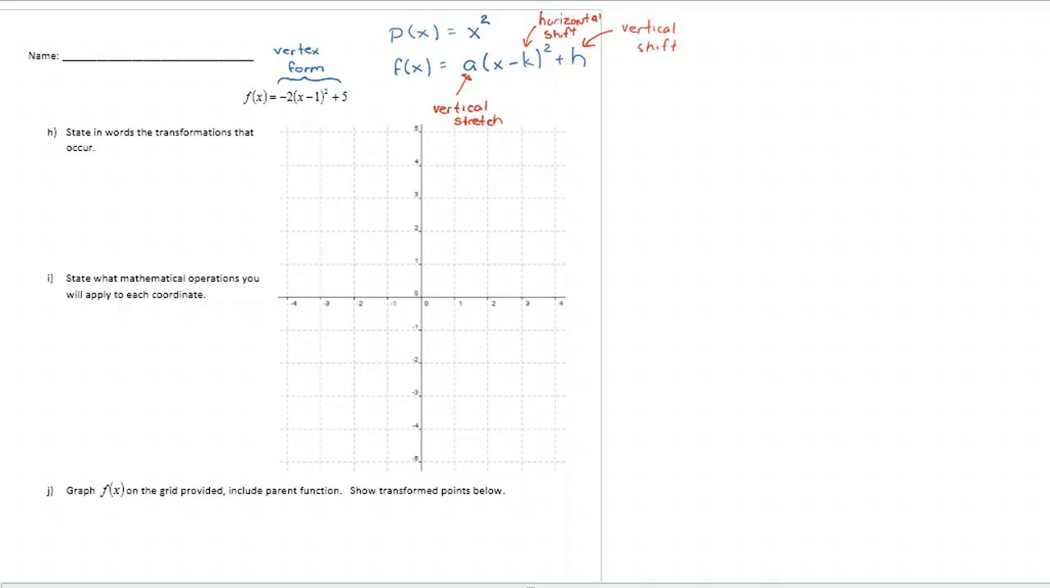So the first thing we want to do is state in words the transformations that are going to be applied here. The first one, we see we have a negative value here. The negative value is going to be a reflection across the x-axis. The second transformation, which corresponds to the 2, is going to be a vertical stretch by 2.